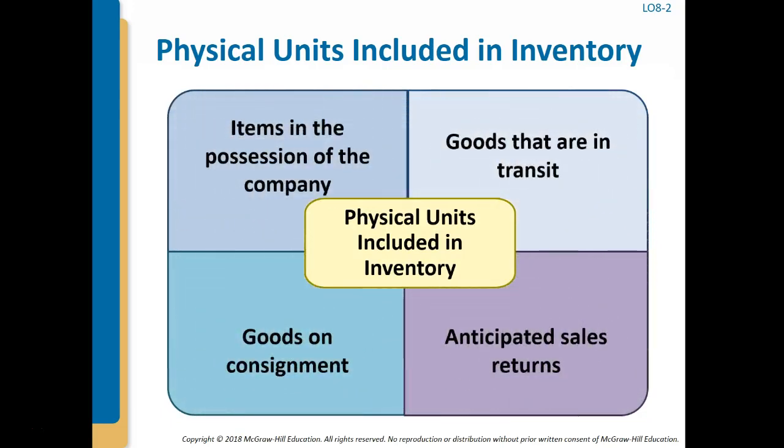Regardless of the system used, the measurement of inventory and cost of goods sold starts with determining the physical units of goods. Typically, determining the physical units that should be included in inventory is a simple matter because it consists of items in the possession of the company. However, in some situations, the identification of items that should be included in inventory gets more difficult. Consider, for example, goods in transit, goods on consignment, and sales returns.